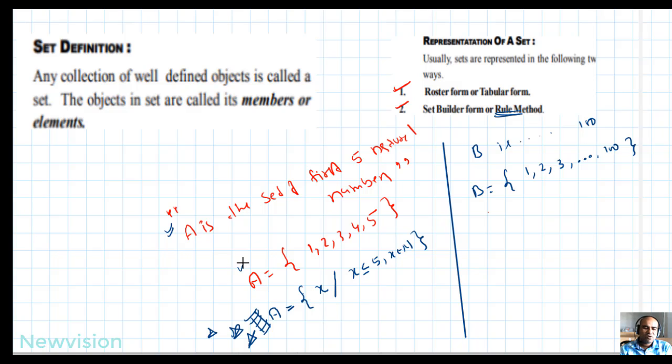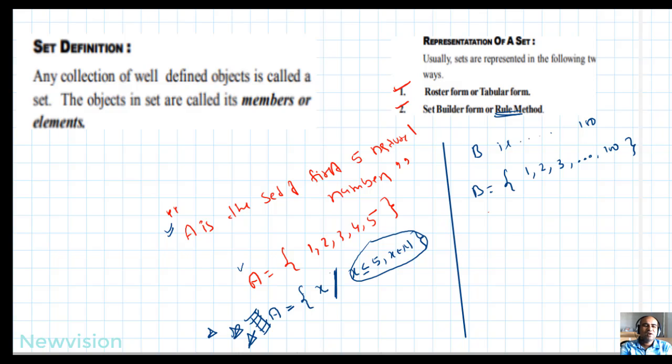In roster form, what should we do? Simply we list all the elements. In a set builder form or rule form, what should we do? You need to start the set with a variable and you read it as X such that X lesser than or equal to 5, comma, X belongs to N. So here you need to write a rule satisfied by this X.